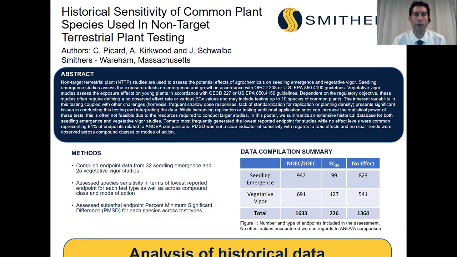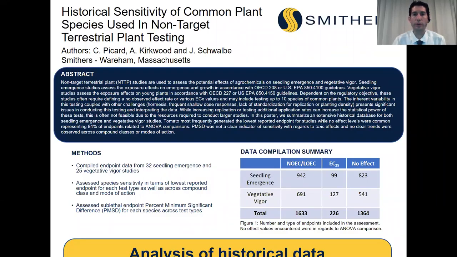So, non-target terrestrial plant testing typically looks at the effects of plant protection products on seedling emergence and vegetative vigor. These test types have OECD guidance and analogous EPA guidance. Depending on the regulatory objective, these studies often require testing up to 10 common plant species. And within the test design, there are a number of lethal and sublethal endpoints that are measured. The studies often require generating no effect levels as well as various ECX values for use in a regulatory framework. So the size of the data sets make these tests very challenging.